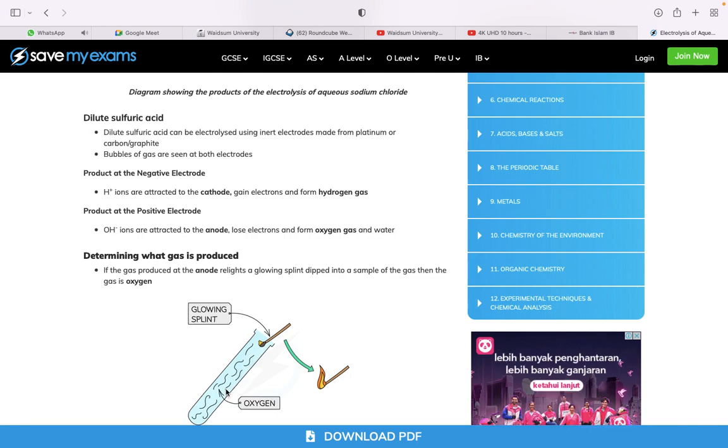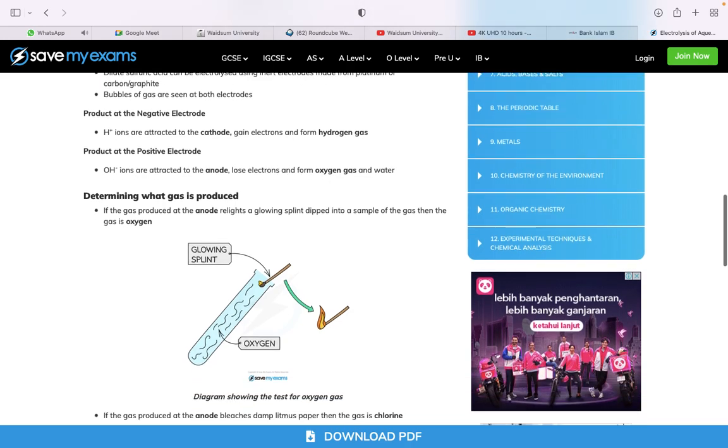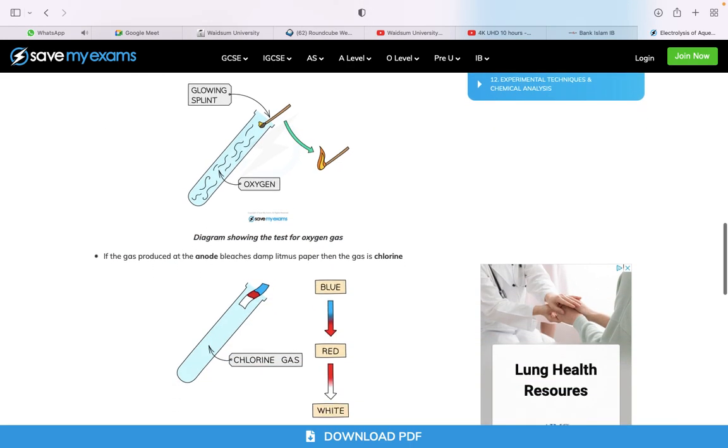Oxygen supports combustion. So when you bring a glowing splint to the gas produced at the anode, which is oxygen gas, and water is also there. To know whether the gas is oxygen, you test it by putting it in a test tube and bringing a glowing splint, anything that can burn, like a match. And when it supports it and it continues to burn more, then you know that the gas produced is oxygen gas.